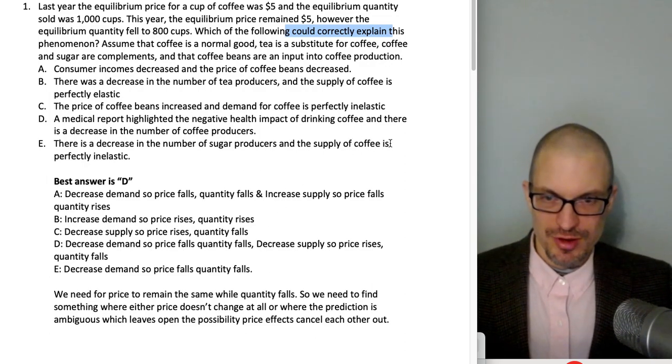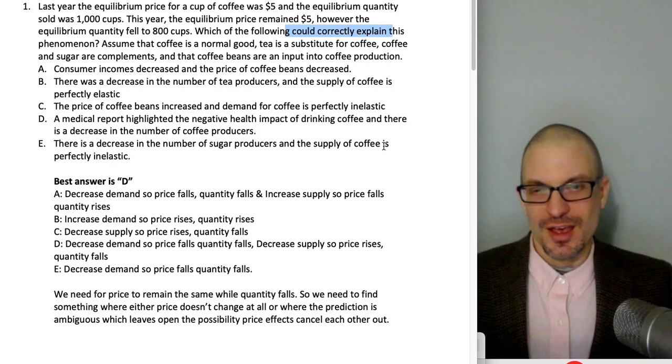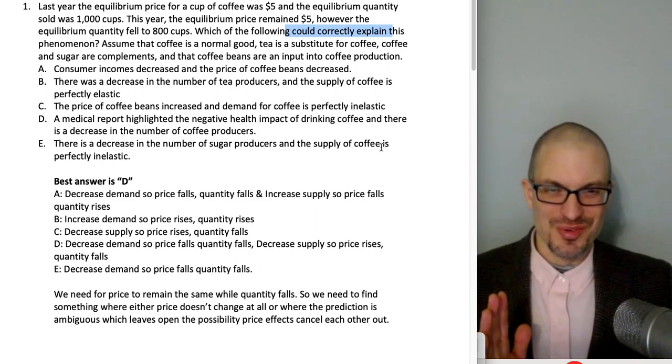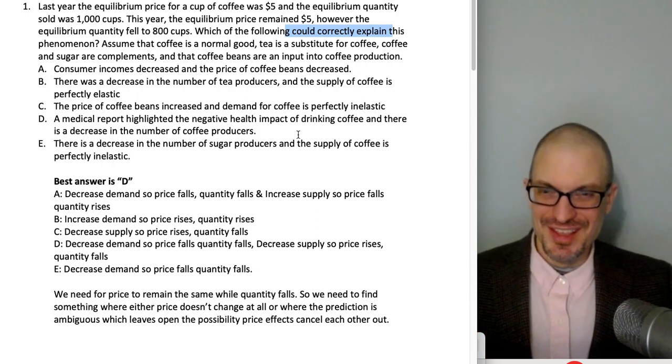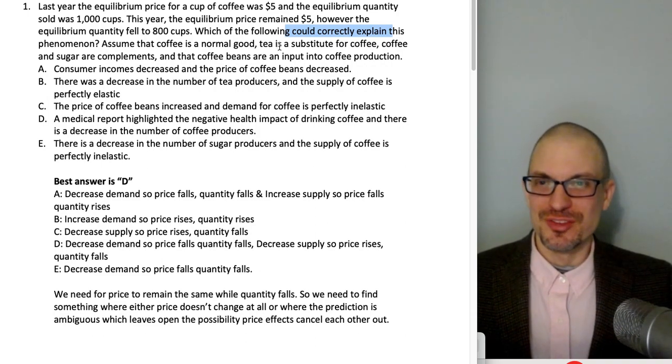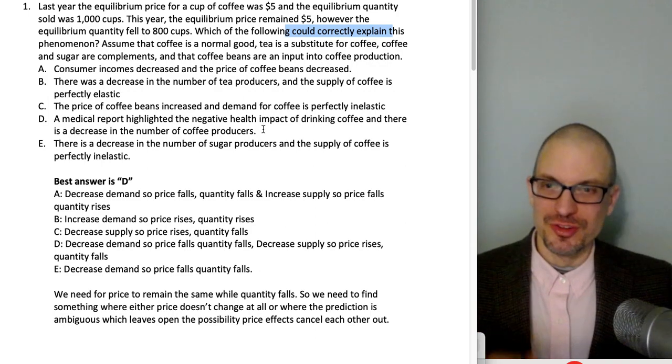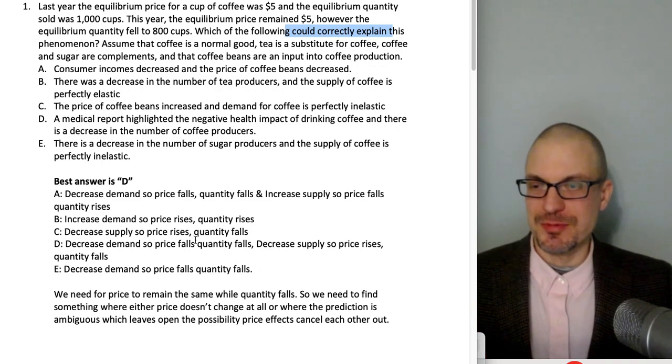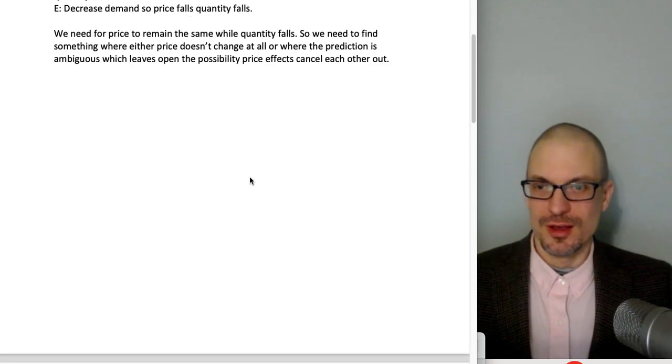If we say the supply of coffee is perfectly inelastic, I guess maybe we'd fix quantity again, like we were talking about for C. That's not going to help us though, because what we want here is for quantity to decrease and for price to stay the same. So it's not option E. Okay, so the best answer is option D. This one right here. Cool. So moving along.